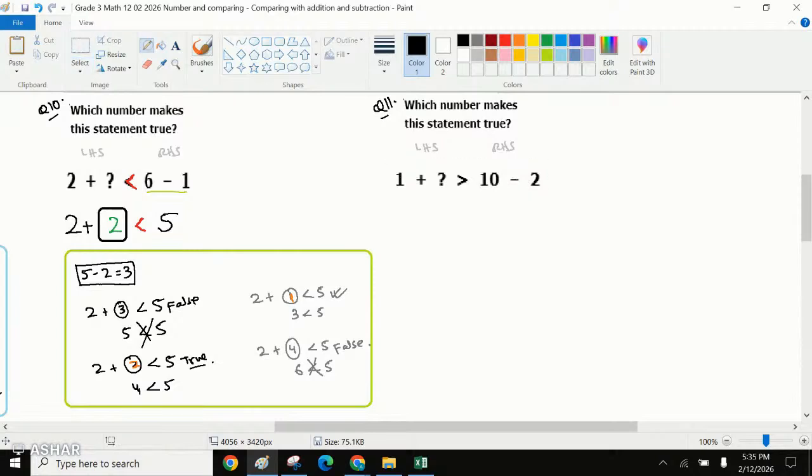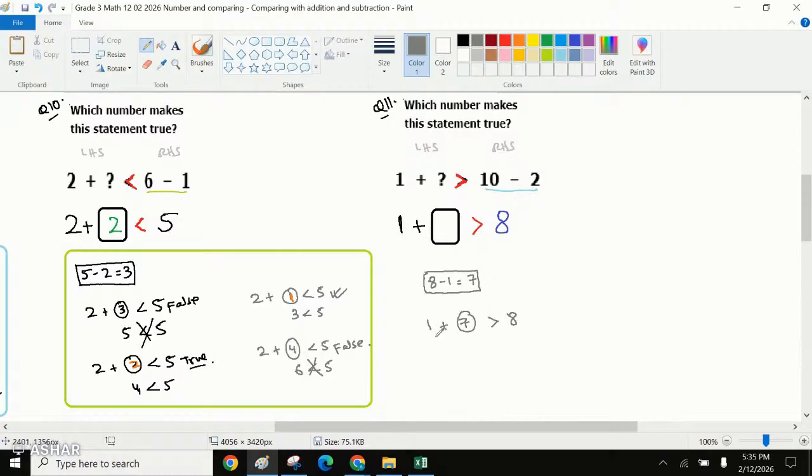We know that it's saying the left hand side is greater than the right hand side. So we can write this as 1 plus a missing number should be greater than, what is 10 minus 2? We know 10 minus 2 is 8. So we start off from the difference of these two numbers. So what is 8 minus 1? It is 7. The first number that we substitute is 1 plus 7 should be greater than 8.